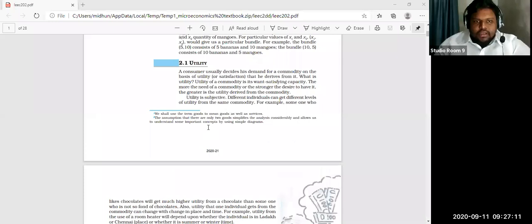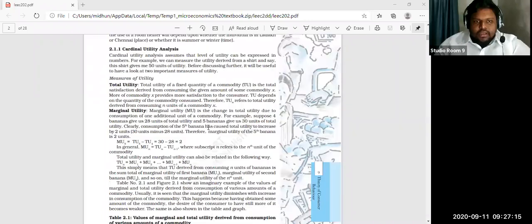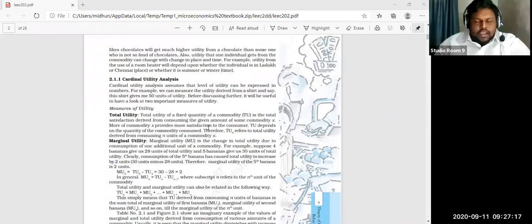So the cardinal utility analysis is something related with cardinal numbers. We give satisfaction in units. You can see here: cardinal utility analysis assumes that the level of utility can be expressed in numbers. Underline that area perfectly, and we have to learn that properly. I'm increasing the size here. 2.1.1 Cardinal utility analysis: cardinal utility analysis assumes that the level of utility can be expressed in numbers.